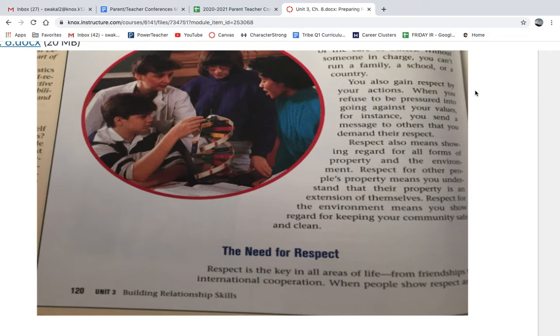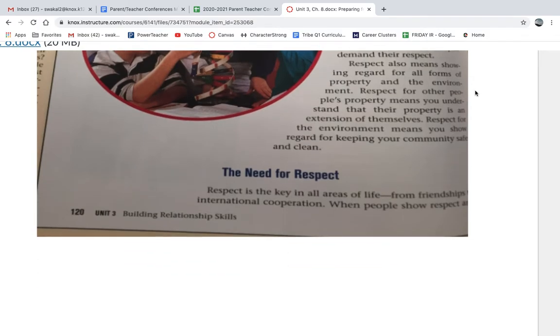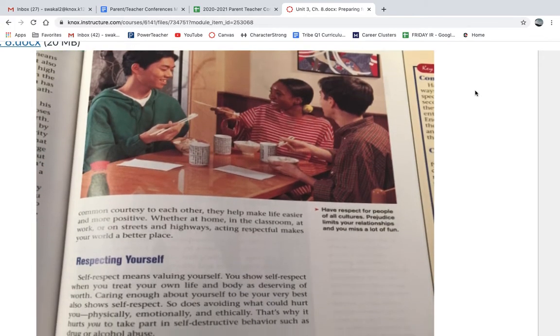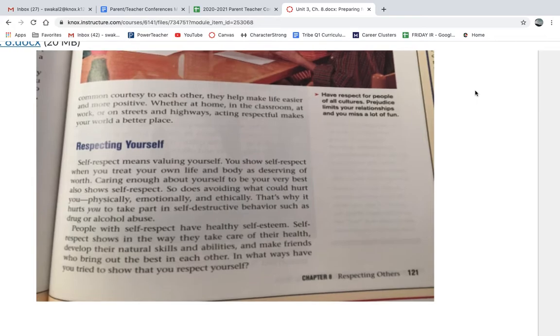Okay, the next section talks about the need for respect. Respect is the key in all areas of life, from friendships to international cooperation. When people show respect and common courtesy to each other, they help make life easier and more positive. Whether at home, in the classroom, at work, or on the streets and highways, acting respectful makes your world a better place. And you guys are starting to not be around adults as much as you used to be. Maybe you're allowed to walk to a friend's house after school, or walk to the park, or go to Taco Bell or McDonald's. And you should show respect as you're going out, whether you're at home or wherever you're at.